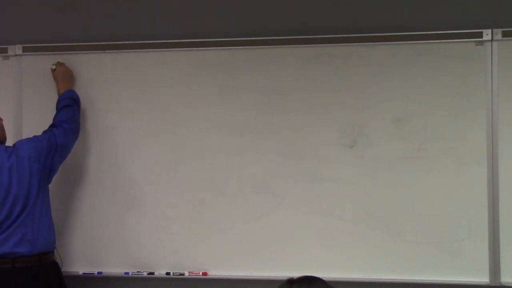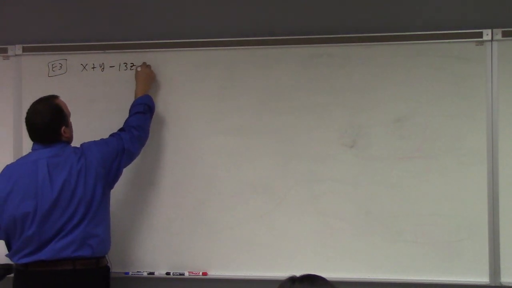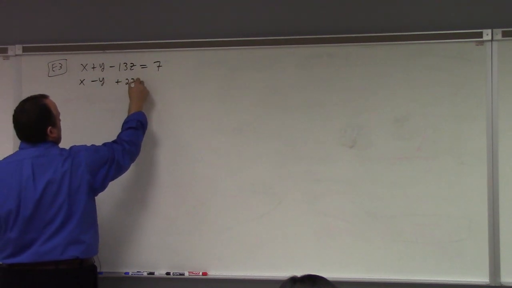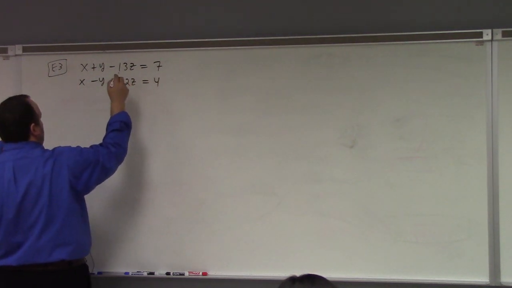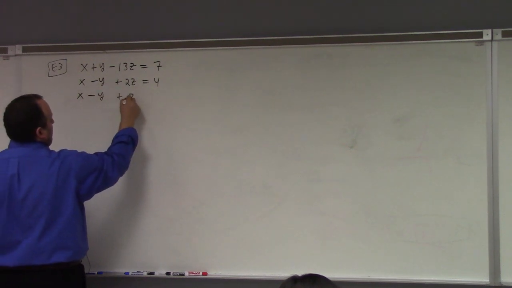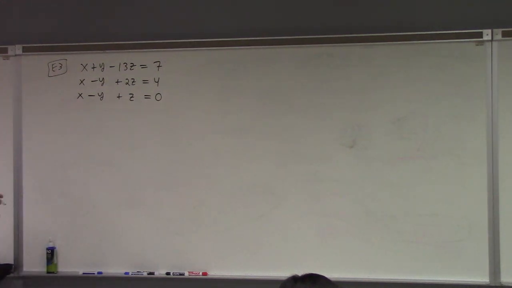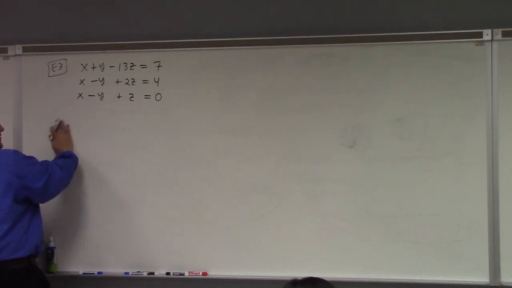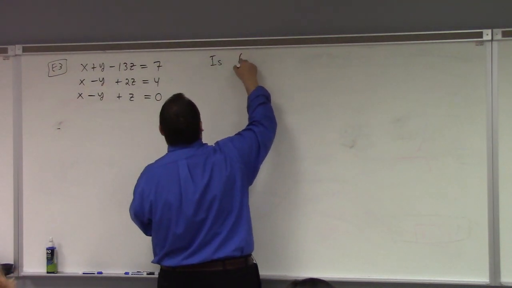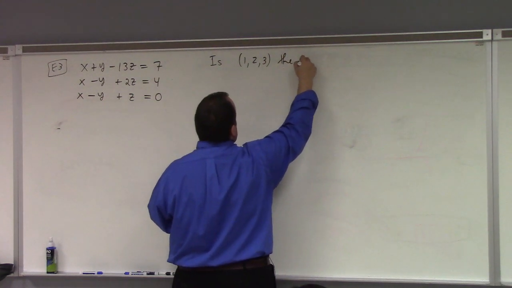Example 3. Suppose I've got x plus y minus 13z equals 7. x minus y plus 2z equals 4. And x minus y plus z equals 0. I just made these up. Here's my question. Is 1, 2, 3 the solution?